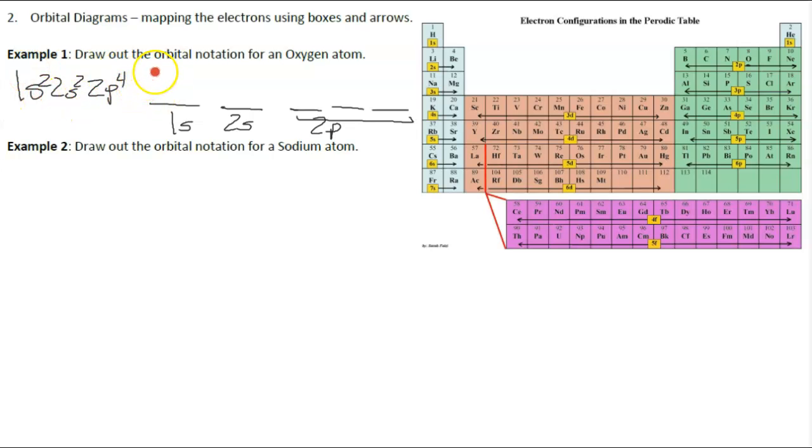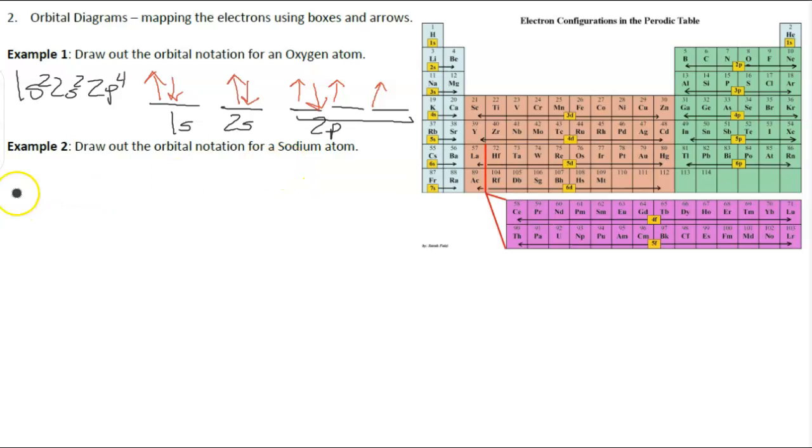For the 1s, I've got up, down. For 2s, I have up and down. And then for 2p, I have to apply my rule, and I put up, up, up. And because I've got to do 4, now I can go put 1 in the first blank pointing down. And that's how you do it. So take a minute and try the orbital notation for sodium, which is number 11 right here. Pause the video, put that on your paper, and then come back to see how that works out.